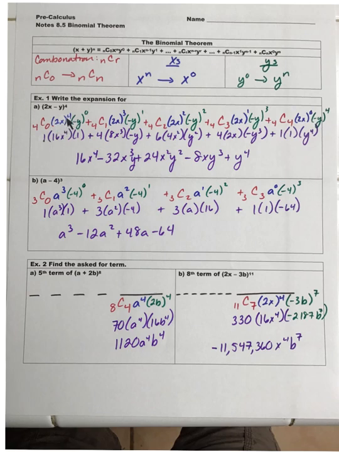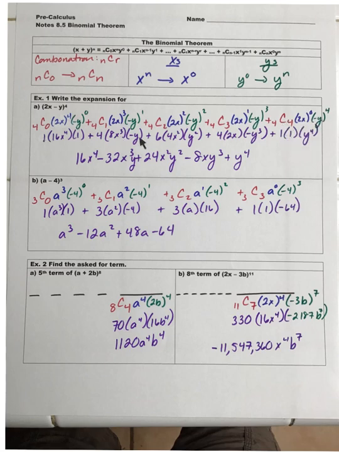Then we do 2x to the 4th. 2 to the 4th is 16. X to the 4th is x to the 4th. Anything to the 0 power is 1. Plus 4 times 2x cubed, which becomes 8x cubed, times the opposite of y. Plus 6 times 4x squared times y squared. Plus 4 times 2x times the opposite of y cubed. Plus 1 times 1 times y to the 4th.